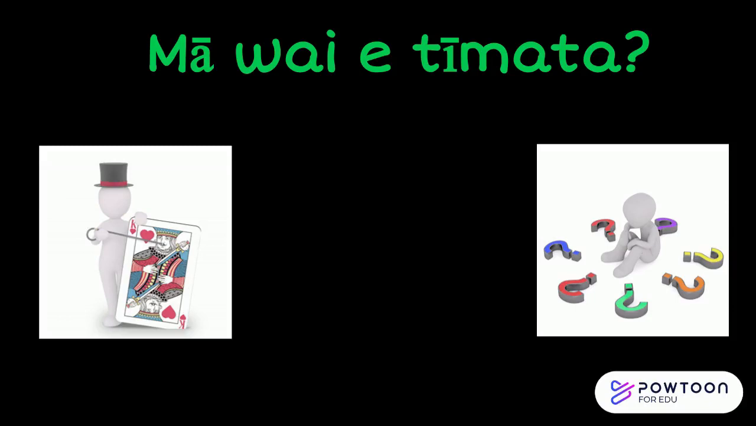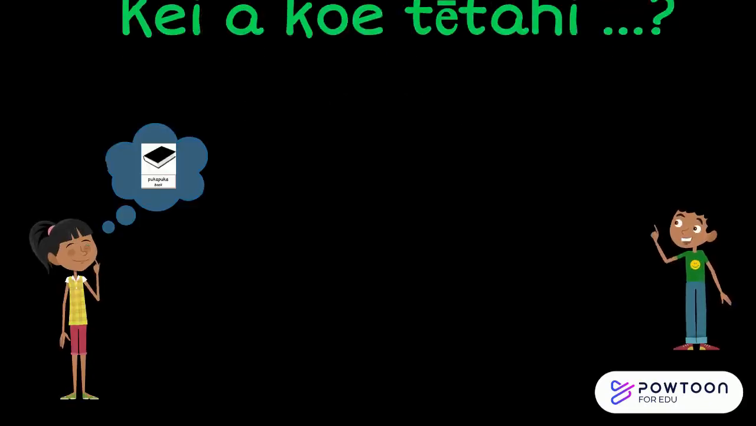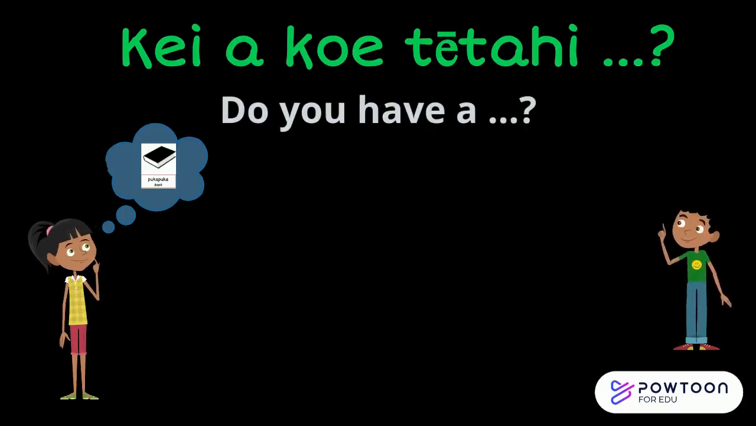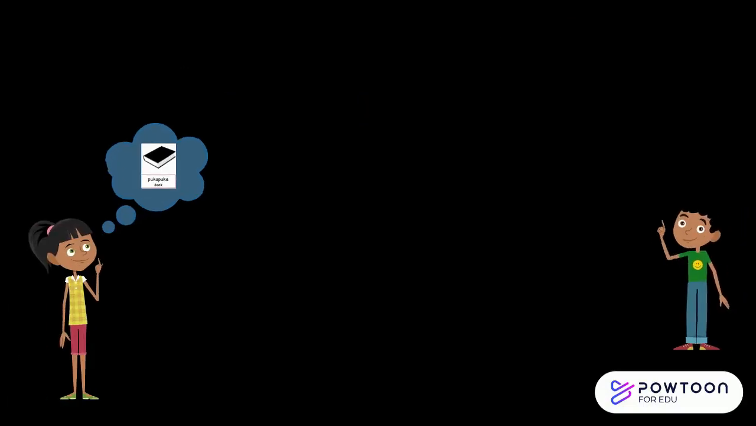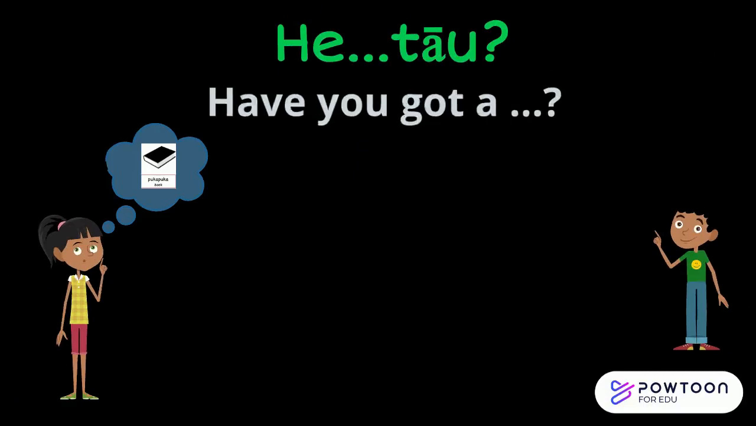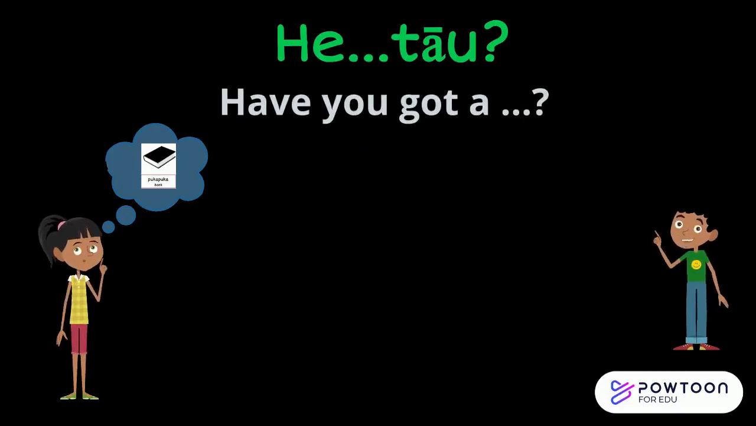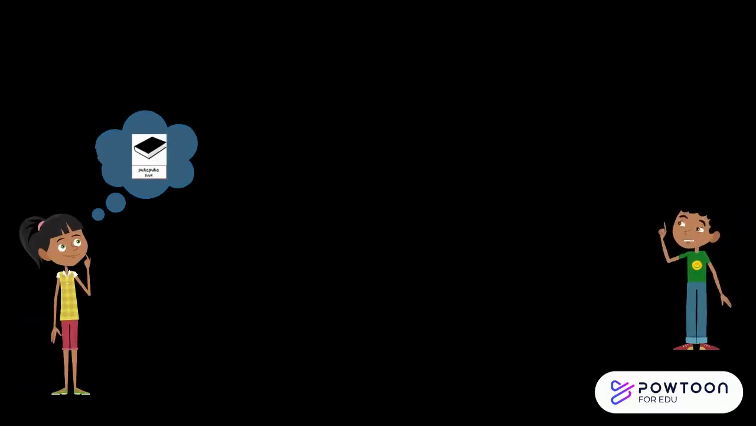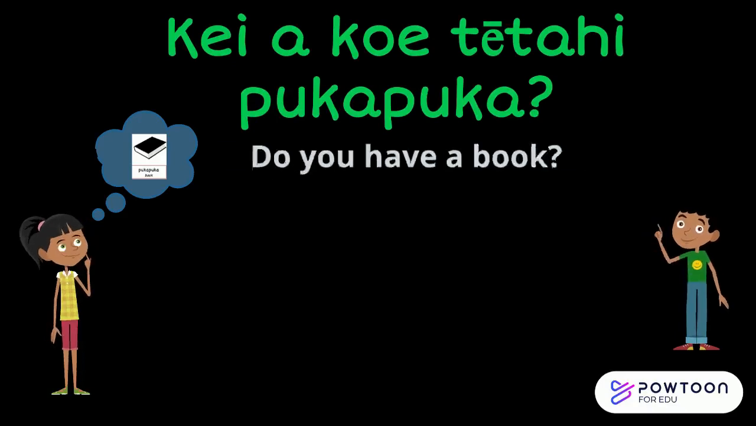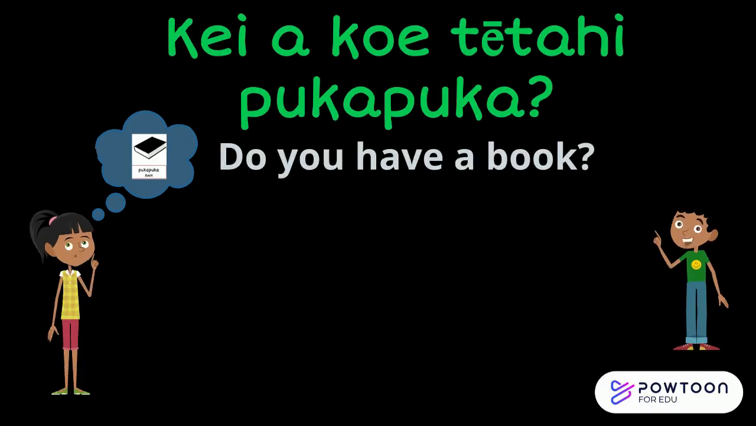Mā wai e tīmata. Who should start? Kei a koe tētahi. Do you have a? He tau. Have you got a? Kei a koe tētahi puka puka. Do you have a book?